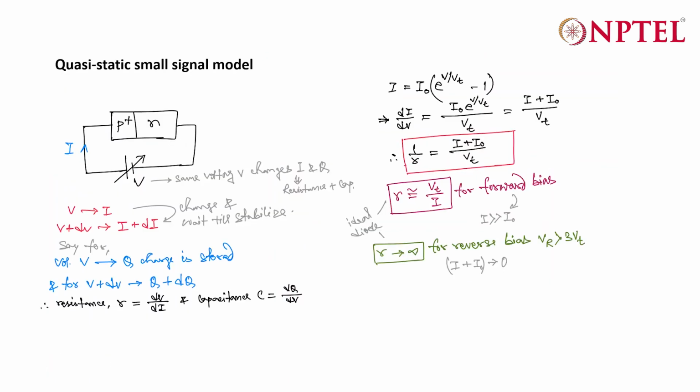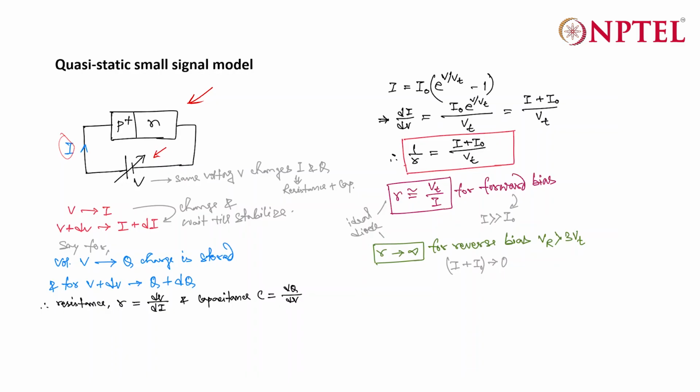So let us first figure out what is a quasi-static small signal model. For that purpose, let us connect a PN junction diode, which is P plus N in nature, as we already have said. Also, we have done different analysis using this P plus N diode, and then we connected this with a voltage, and you will find that a current is flowing through it. So in this case, let us connect the voltage in forward bias.